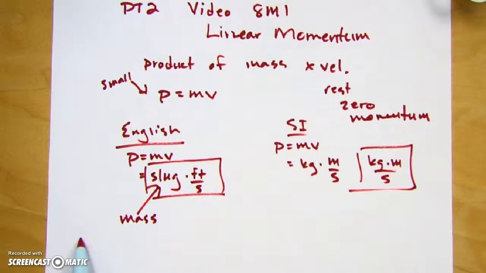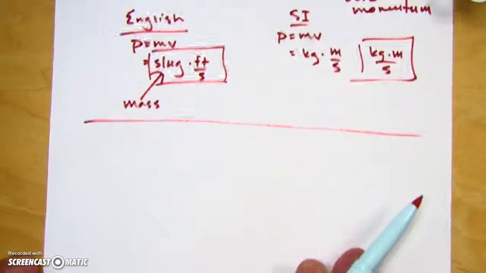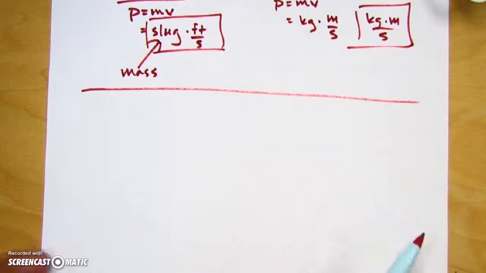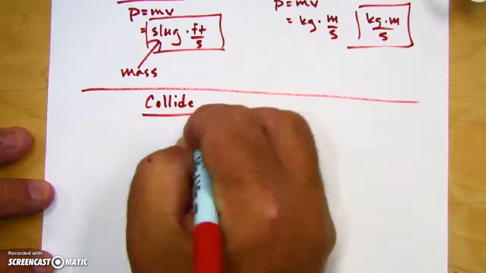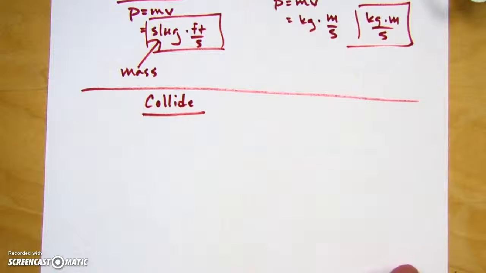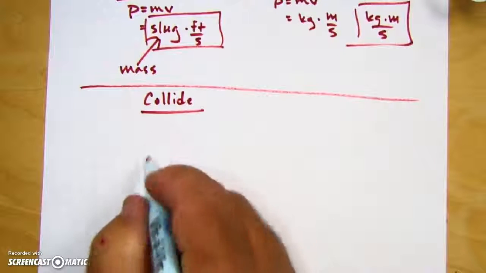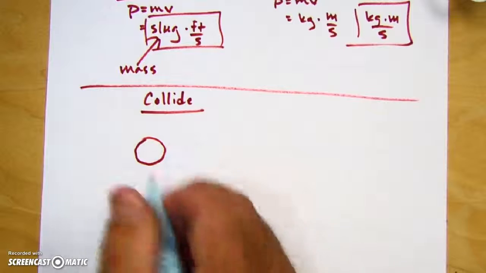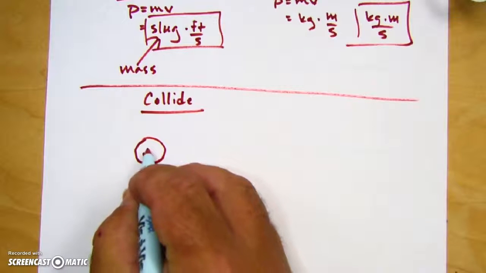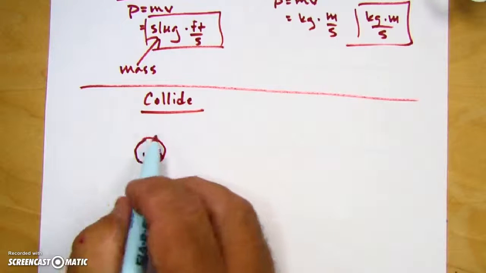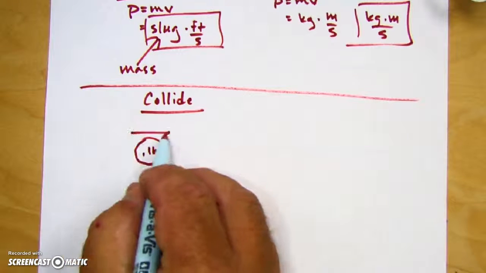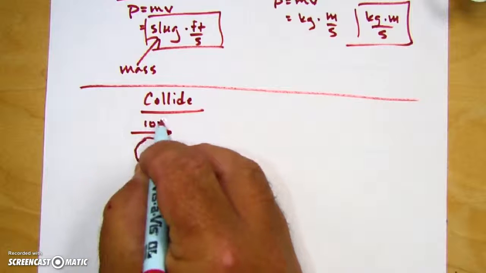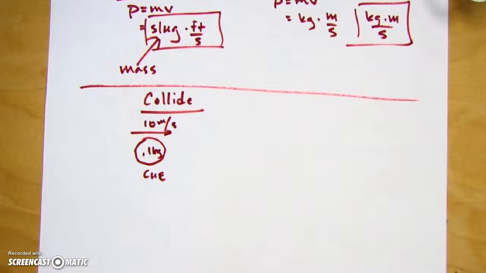Now, why is momentum important? Because momentum governs when things collide, when they hit. So let's go to the game of pool. We have the cue ball. Mass is, let's make it 0.1 kilogram. This is the cue ball. It's moving at 10 meters per second when I break.